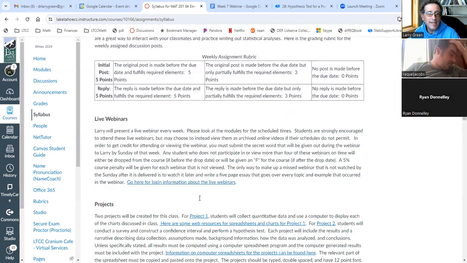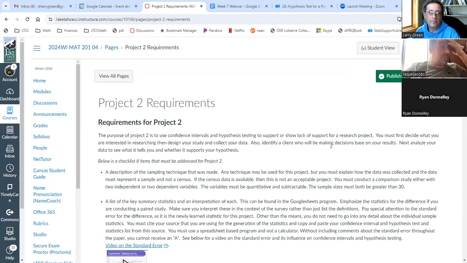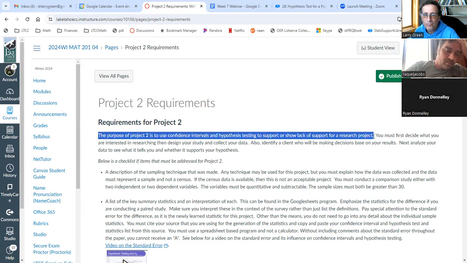Now let's go and click on project 2. And here's what you're going to have to do. Okay. And again, we're not ready to do all this yet because next week we'll get into it, but you can understand the ideas this week. So the purpose of project 2 is to use confidence intervals and hypothesis testing to support or show lack of support for a research project. Got it? Okay. So this project is all about confidence intervals and hypothesis testing.